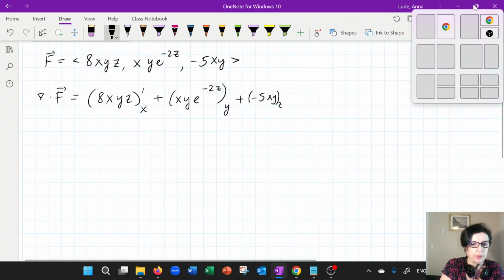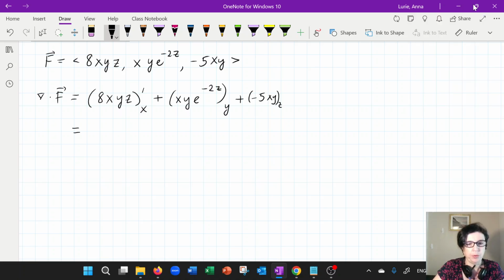So let's do that. As far as the first one, think of all the other variables besides x as just numbers, so they're constant multiples. So 8, y, and z are just multiples. If you have something like number times x, the derivative is just the number. So this will be 8yz.